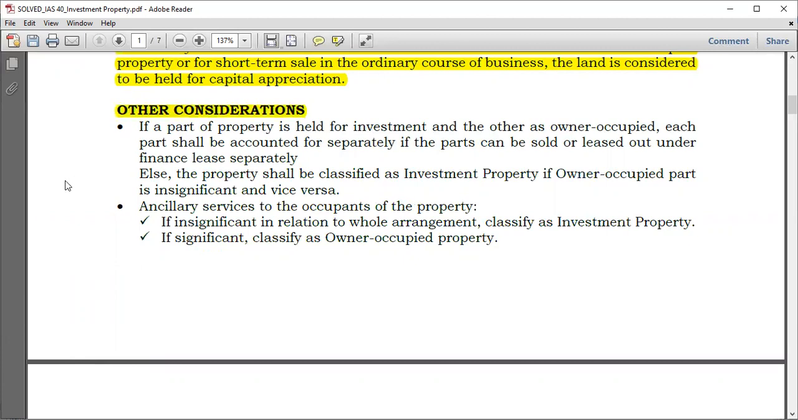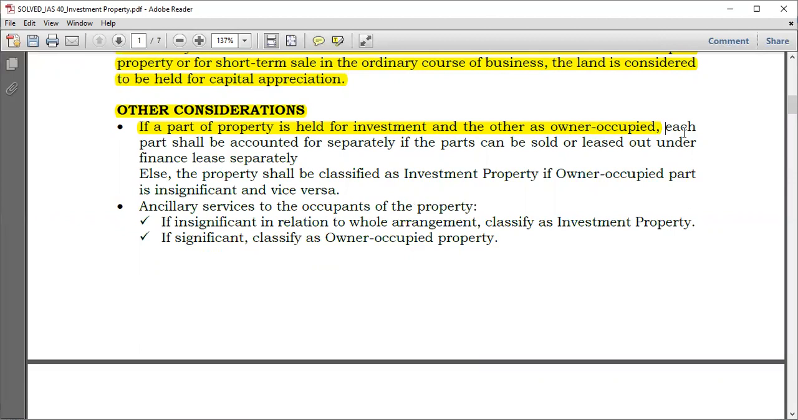Now, this one is just a normal thing. It's just logical. It says that if a part of property is held for investment and the other is owner-occupied, just presume that you have a 4-story building, and you have decided to use some for investment property, to lease it out to some people, and some to use for your own business. So we say that the building is partly an investment property, but also partly a property that is owner-occupied. So part of it should be accounted for per IAS 40 and part per IAS 16.